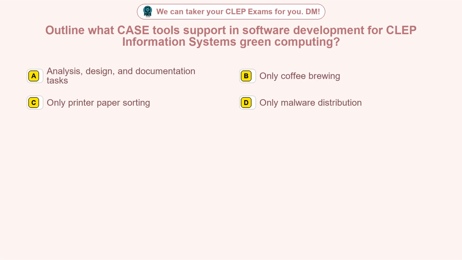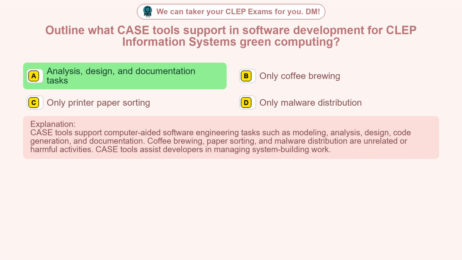Question 72. Outline what CASE tools support in software development for CLEP Information Systems green computing? Option A. Analysis, design, and documentation tasks. Option B. Only coffee brewing. Option C. Only printer paper sorting. Option D. Only malware distribution. The correct answer is option A. Analysis, design, and documentation tasks. CASE tools support computer-aided software engineering tasks such as modeling, analysis, design, code generation, and documentation. Coffee brewing, paper sorting, and malware distribution are unrelated or harmful activities. CASE tools assist developers in managing system building work.